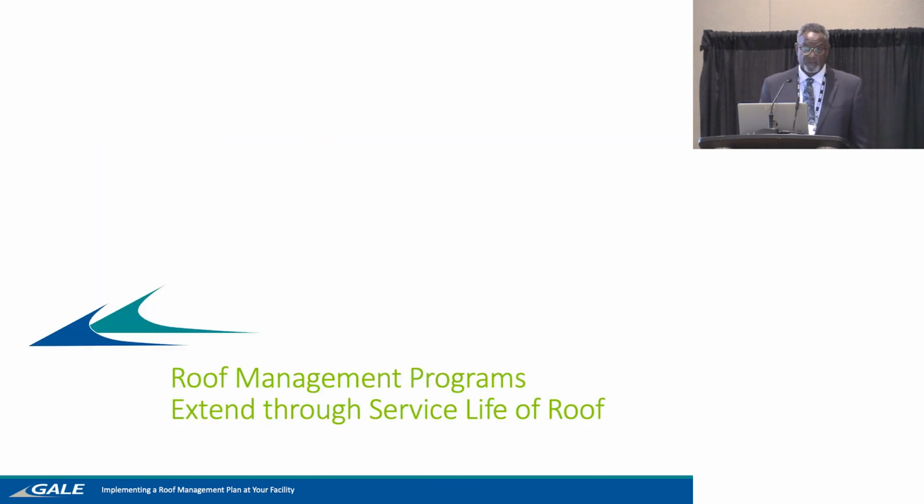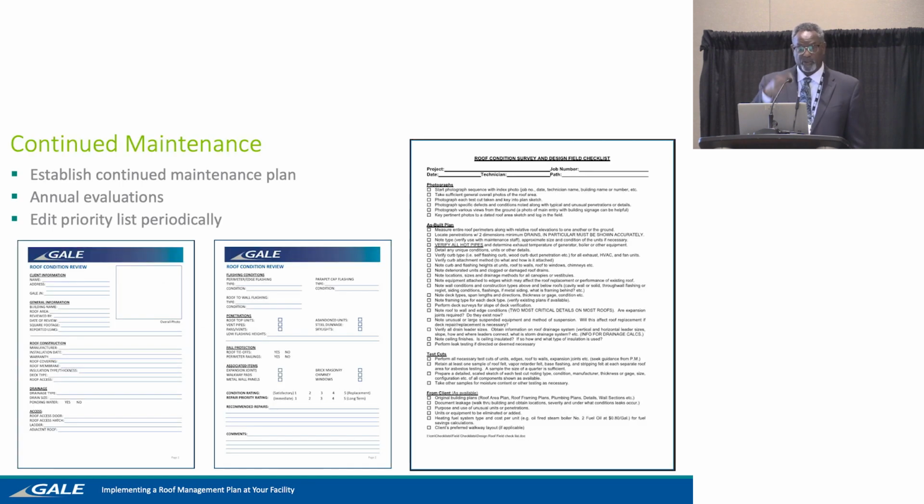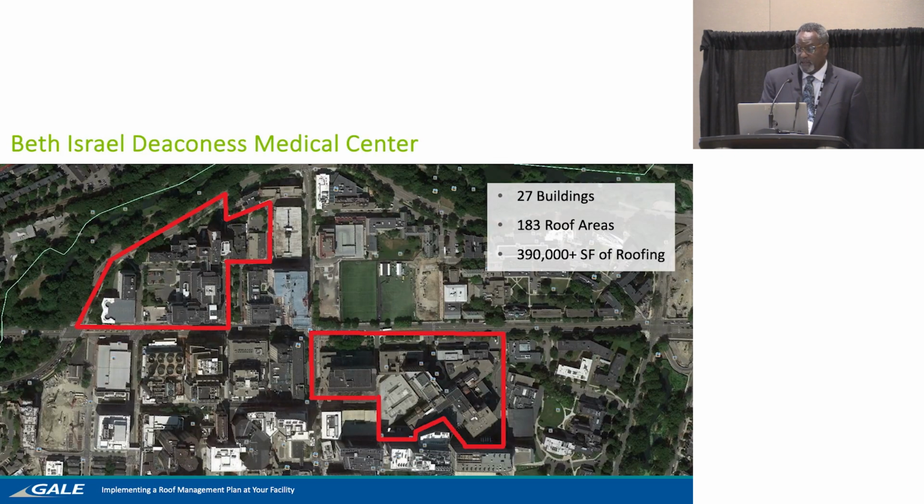Roof management plans, why again? Because it can extend the service life of your roof. If you're doing that and you're documenting all this stuff, that 20-year roof could probably last you 30 years. You see what I'm saying? If you're maintaining it properly and you've got a handle on it. That's probably the toughest thing to maintain. An example here, 27 buildings, 183 roof areas, 390,000 square feet of roofing you've got to try to maintain. That's quite a bit.